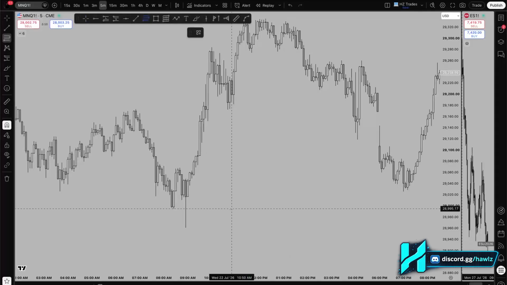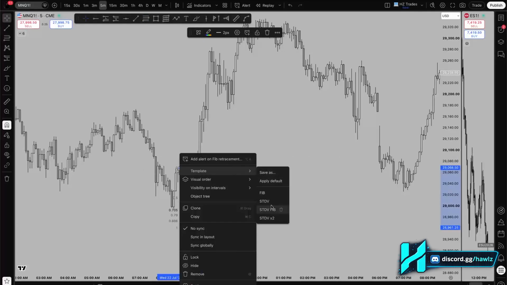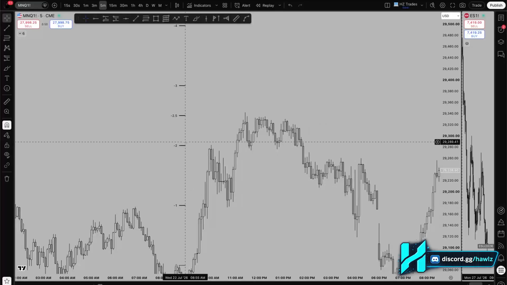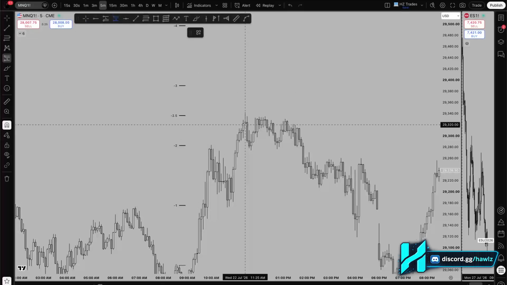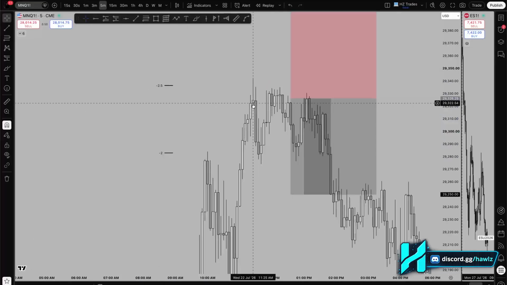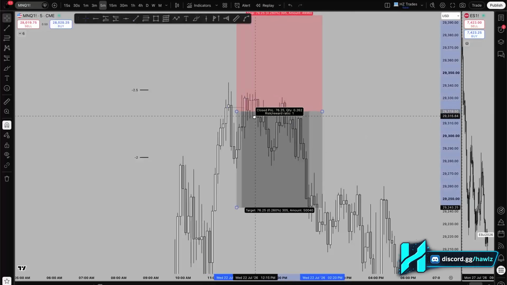Right here, let's say this is the manipulation leg we're going to draw our standard deviation off of. We'll go ahead and turn this into standard deviation, and we tap into minus 2.5 right here. Now, instead of us limit ordering -1, -2, or -3, what we're going to do is wait for a level to be tapped and get a CISD off of it. If you look very closely, this candle right here actually gives a CISD entry, because this white candle right here, the last bullish candle, was engulfed by the very next candle. And remember, we draw out the body like this, and this would be our entry.